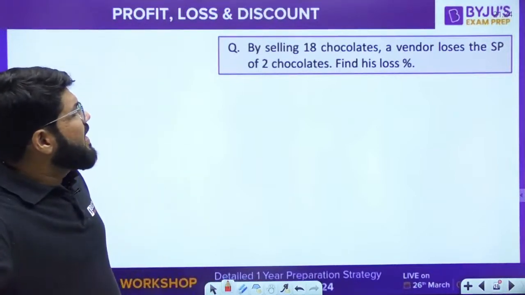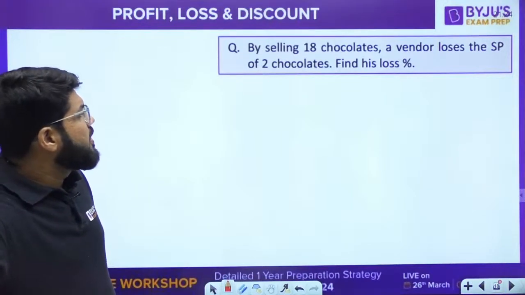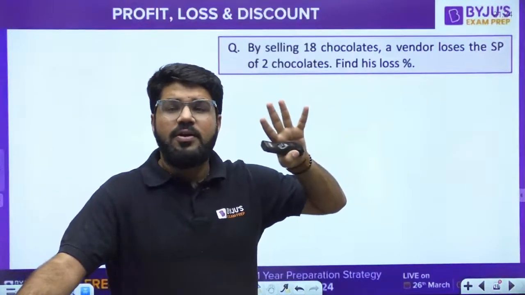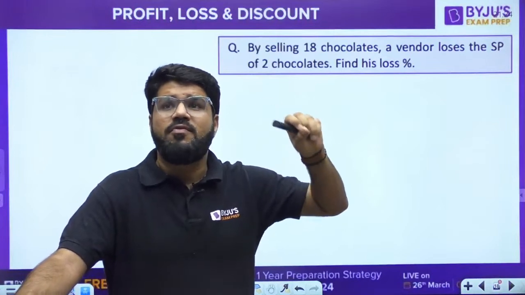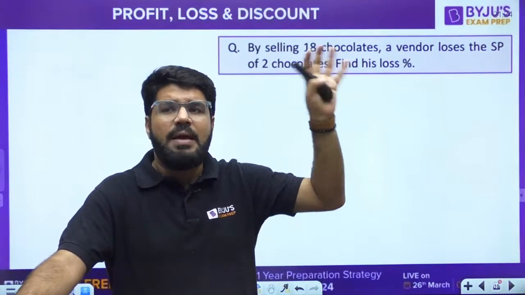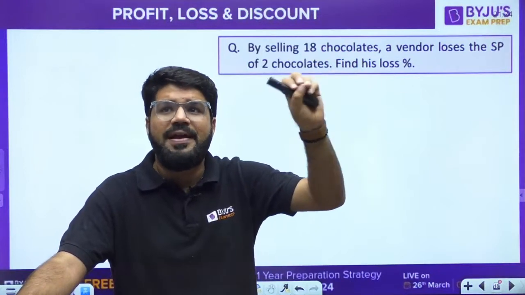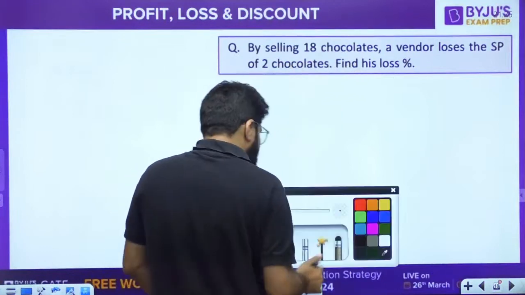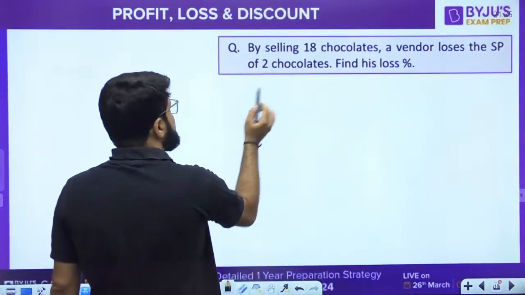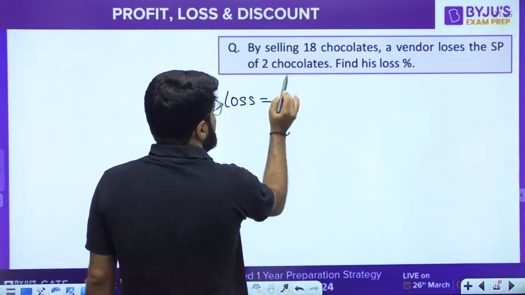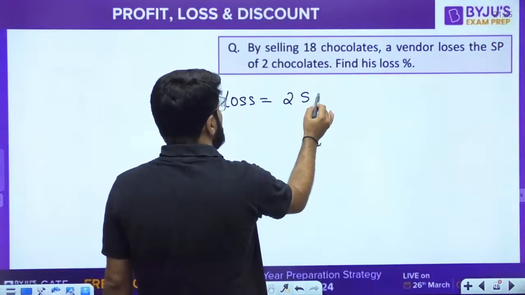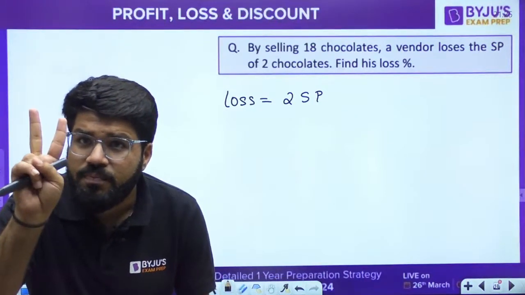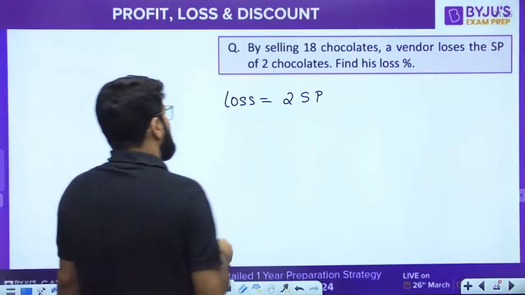So guys, by selling 18 chocolates, a vendor loses the cost price of 2 chocolates. Again, 18 chocolates, 2 chocolates. Whenever such items are given, as I told you, assume the selling price and cost price of one item, be it chocolate or banana or apple, anything, to be CP and SP. Now what is given here? He is selling 18 chocolates and he loses the selling price of 2 chocolates. The loss is not given in rupees, but the loss is equivalent to the selling price of 2 chocolates.